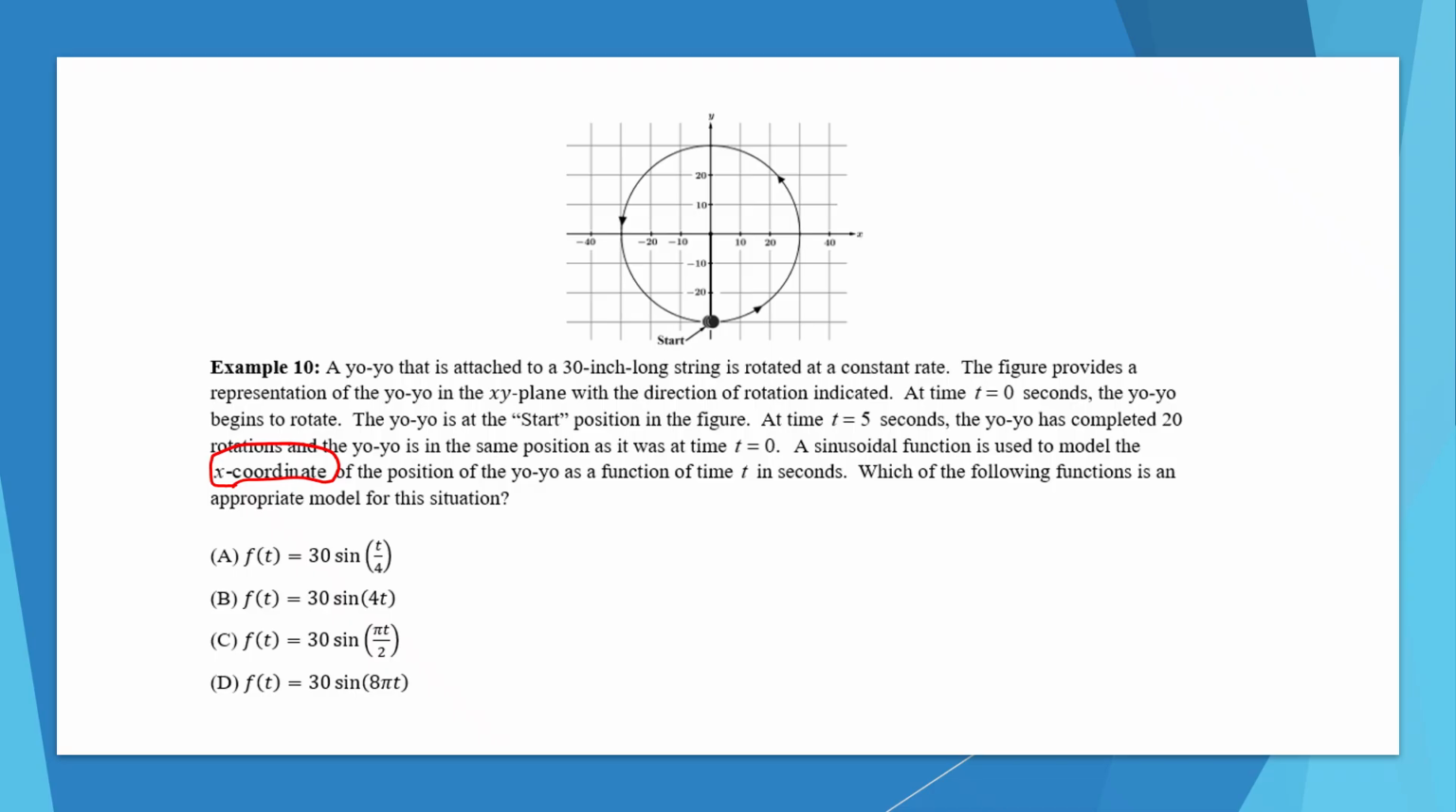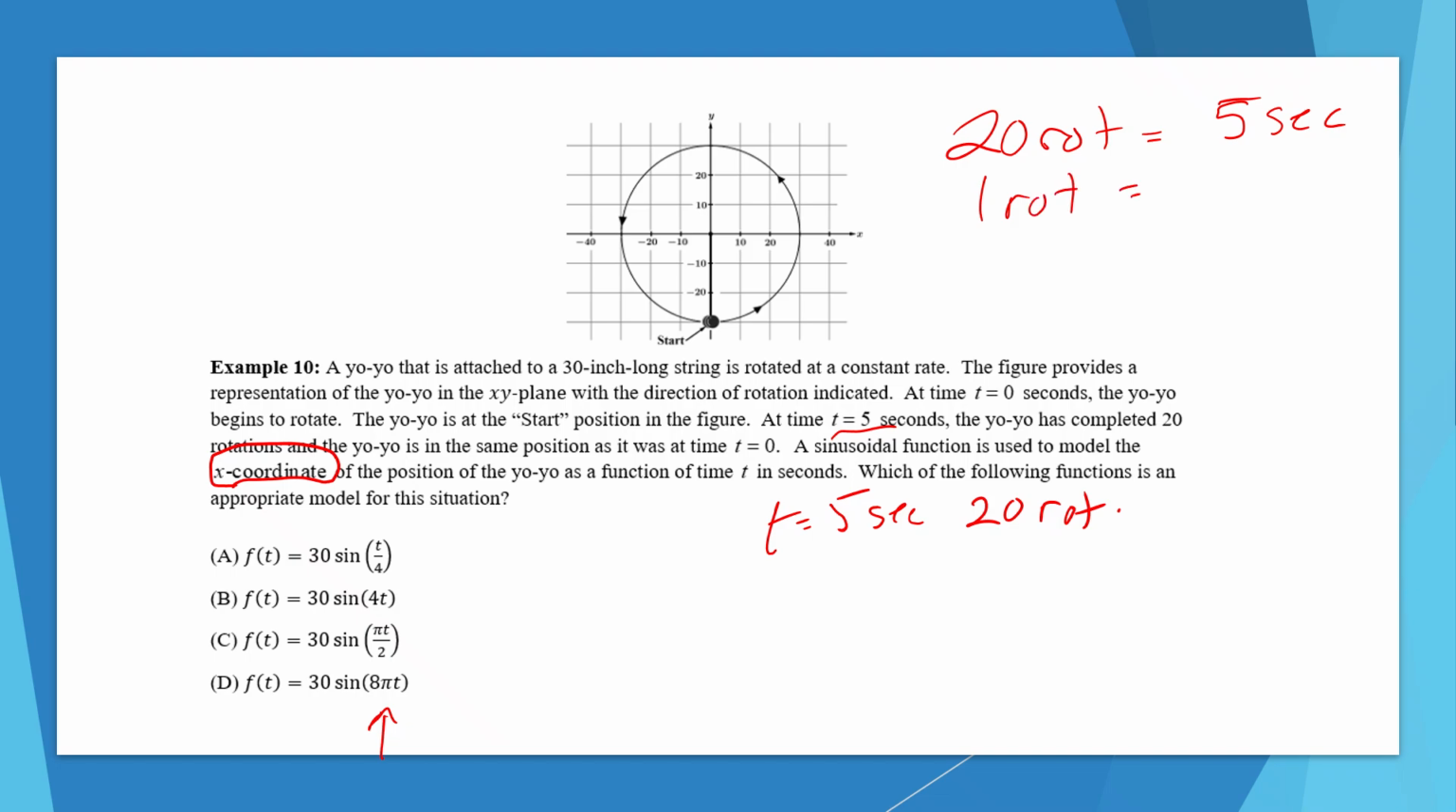So taking a look here, I see the only thing that changes from these 4 answers is our b value. So I really want to find what is the correct b value. And so looking for our period, the biggest indicator is at t equals 5 seconds, the yo-yo has completed 20 full rotations. So I now know 20 rotations can be done in 5 seconds. Here, I want to find the length of the period, which is how long it takes to complete one rotation. So here, you're just going to divide both sides by 20. 5 over 20 is 1 over 4 seconds. So one rotation is going to be 1/4 of a second.